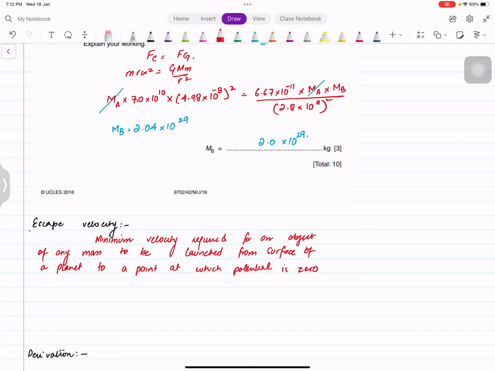So it is basically launched to the point at potential such that the object does not return back. So each planet has a constant value for this, and it will be like that forever. So let me just tell you how we derive this. And obviously, this derivation is also there, which is pretty standard. So no worries.